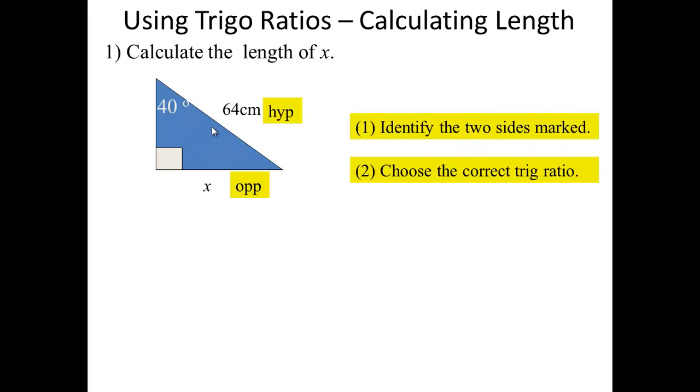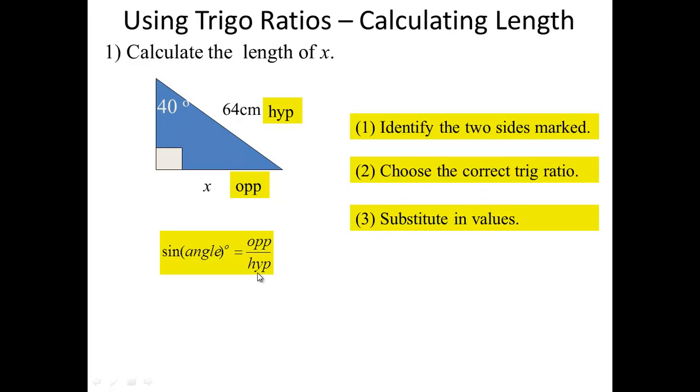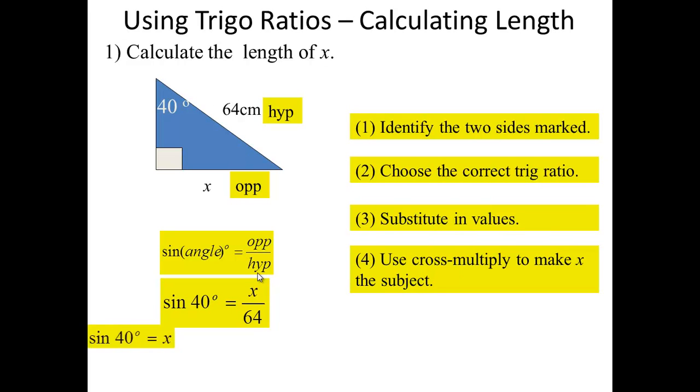We choose the correct trigo ratio. Opposite, hypotenuse: we have the relation of sine angle equals the ratio of opposite over hypotenuse. We sub in the values, do a cross multiply, and solve for x.